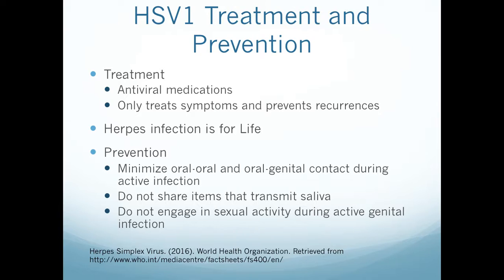Preventative measures must be taken primarily by the infected person and include not having oral or oral-genital contact with others during active infection when the virus is more contagious, and not sharing with others objects that may transfer saliva, including individuals with genital HSV1 who should abstain from sexual activity while they're symptomatic.